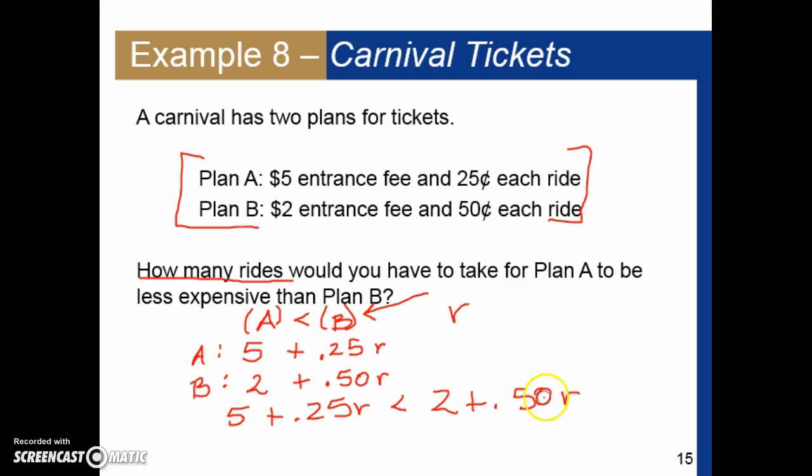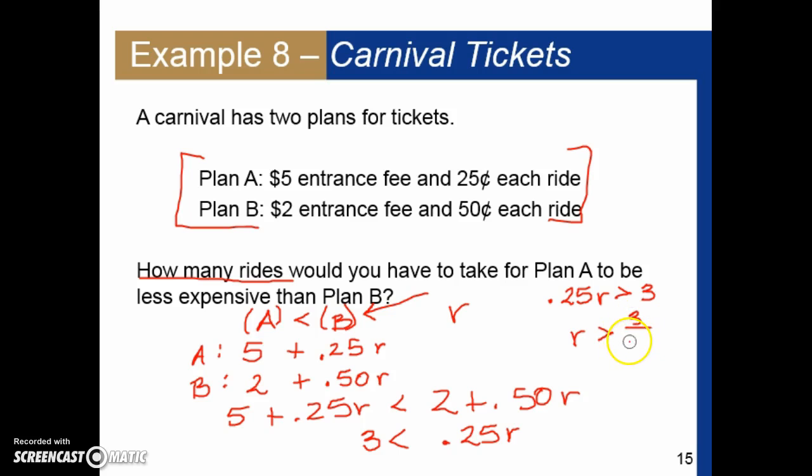0.50R. So again, this is a bigger R value than this is, so I'm going to subtract 0.25R from both sides. That's going to leave 0.25 positive R's over here, and I'm going to subtract 2 from both sides. That's going to leave 3 on the left-hand side. So if I were to turn around and write this with our variable on the left-hand side, it has to be true that 0.25R is greater than 3. And now I'm just going to divide both sides by 0.25.